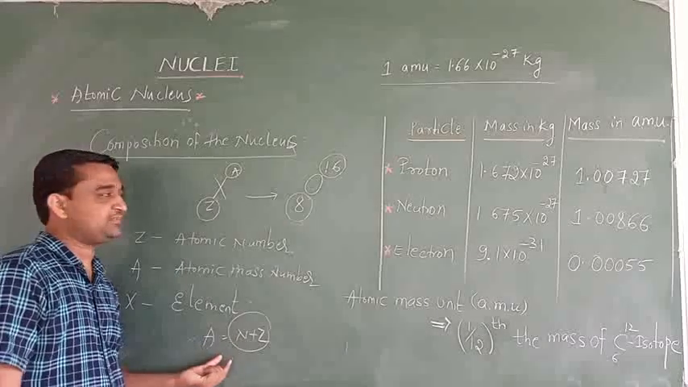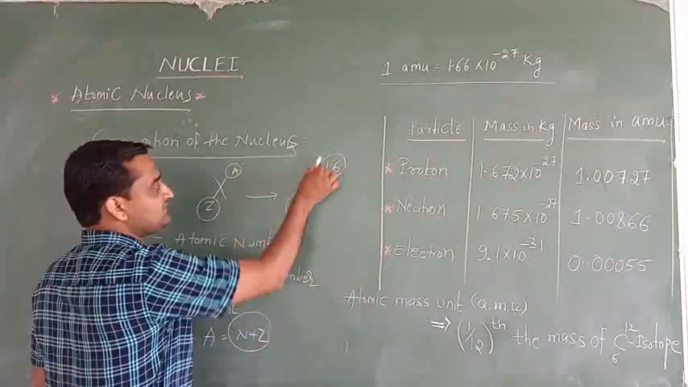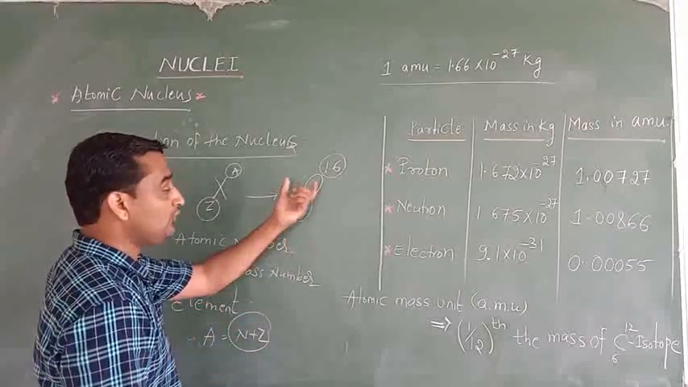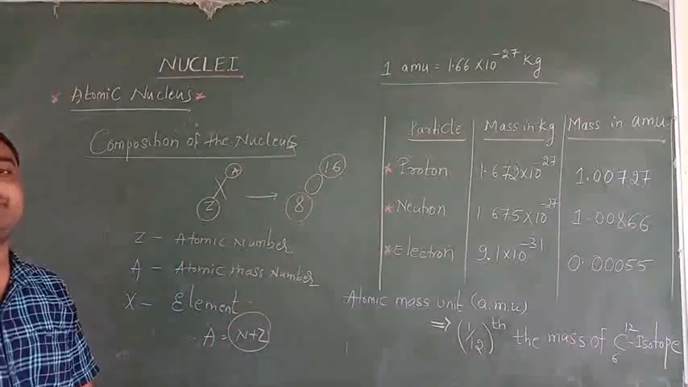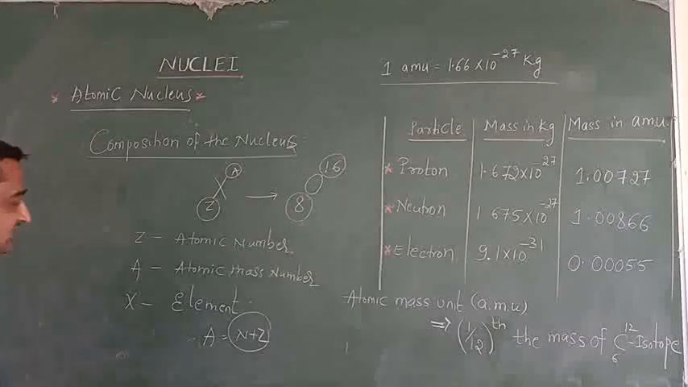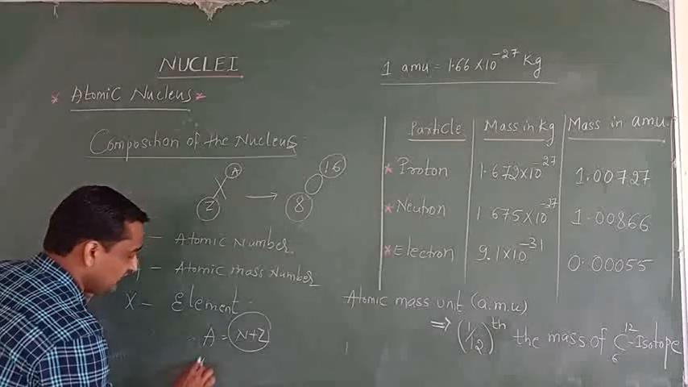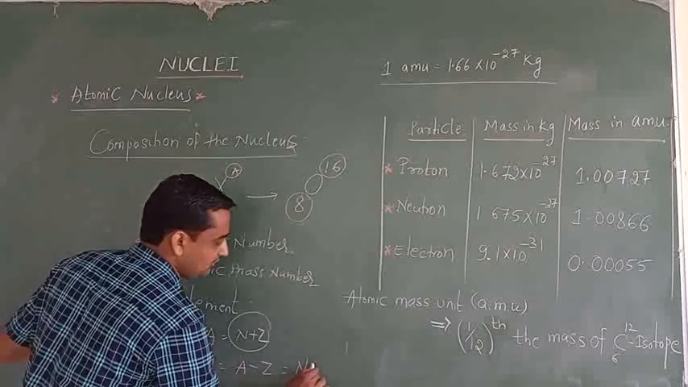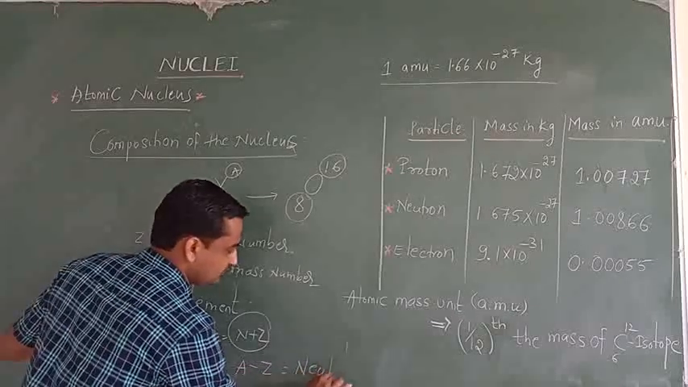The number of neutrons present inside the nucleus. So this 16 is equal to what? The number of neutrons and number of protons. Then how are you going to find the number of neutrons present inside the nucleus? So N is equal to what? A minus Z, which gives the number of neutrons.